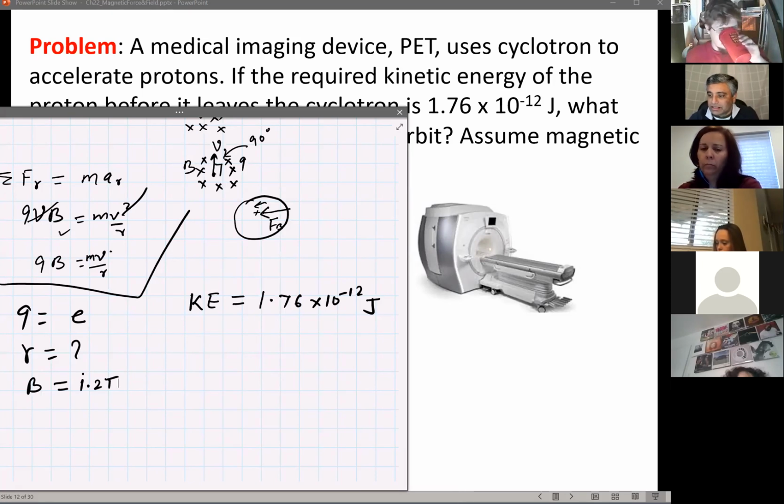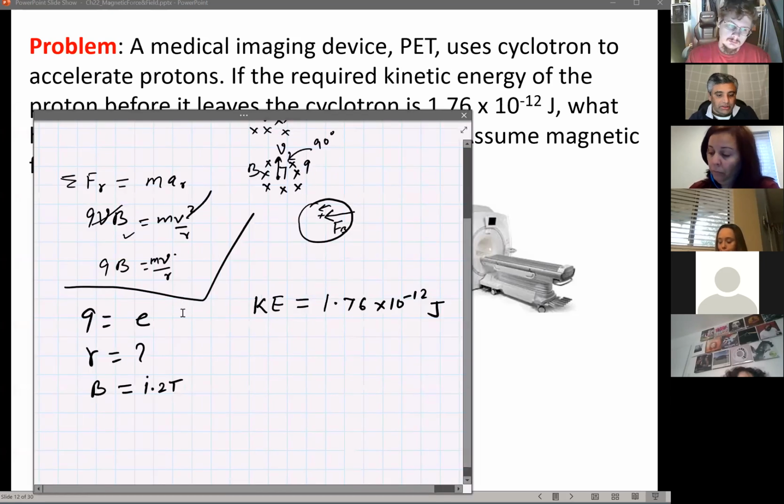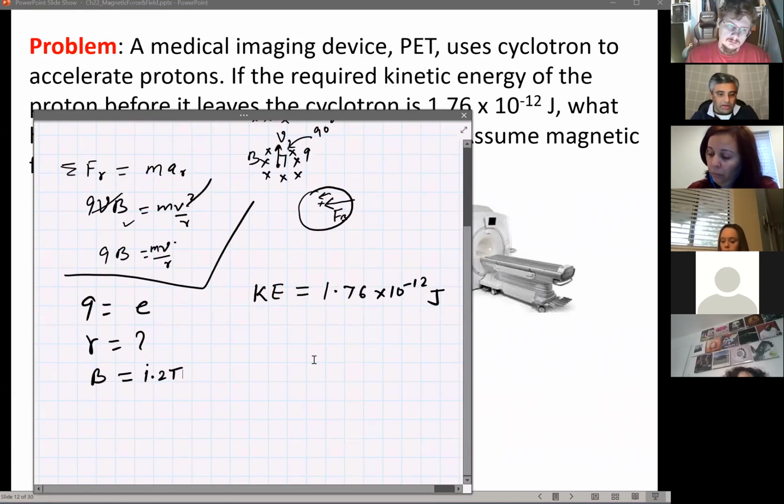So I'm getting some help here in chat. Multiply both sides by r and divide by qB to get r by itself. So we want the radius. Okay, so let's solve for r. Good idea. So I'm going to just do the cross multiplication here. That means r is mv over qB.